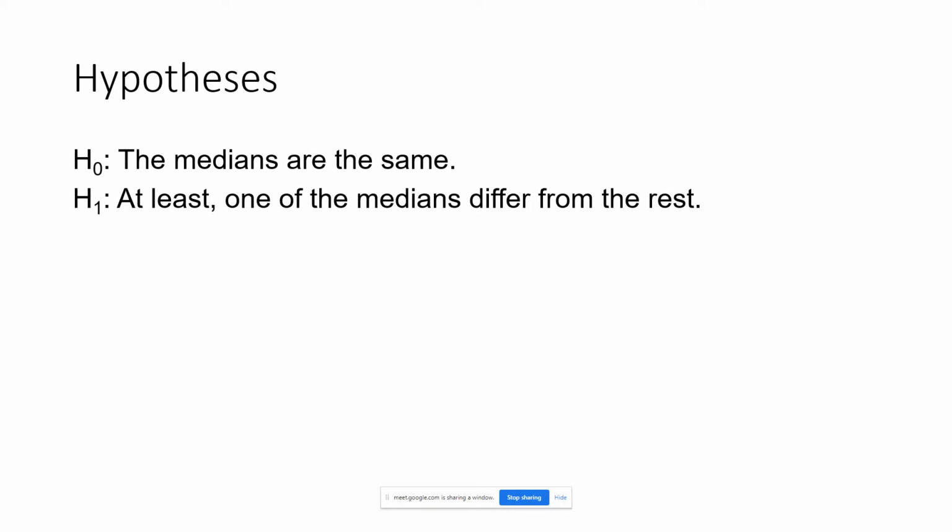So this would be the hypothesis. The null hypothesis for this test is that the medians are the same, and the alternative hypothesis is that at least one of the medians differs from the rest. So if the null hypothesis is true, the treatment effects are identical. While if the null hypothesis is false, then there is at least one treatment effect that is different from at least one other treatment effect.